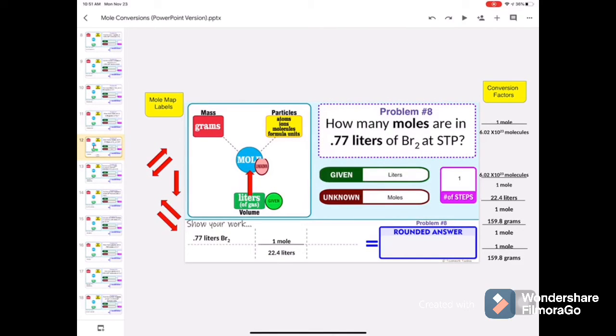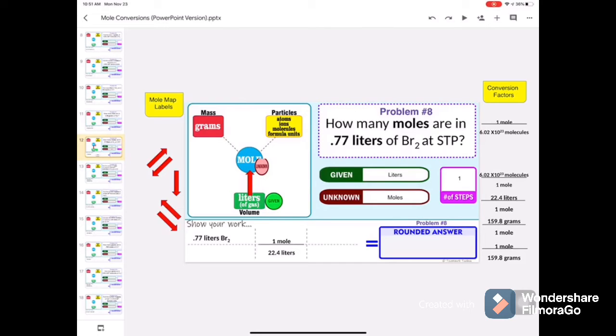So now, have I canceled my liters? Yes, because liters is on opposite top and bottom. What unit am I left with? Moles. That's what's left behind. What did I want? Moles. So I'm done. The only thing I have to do now is the math.